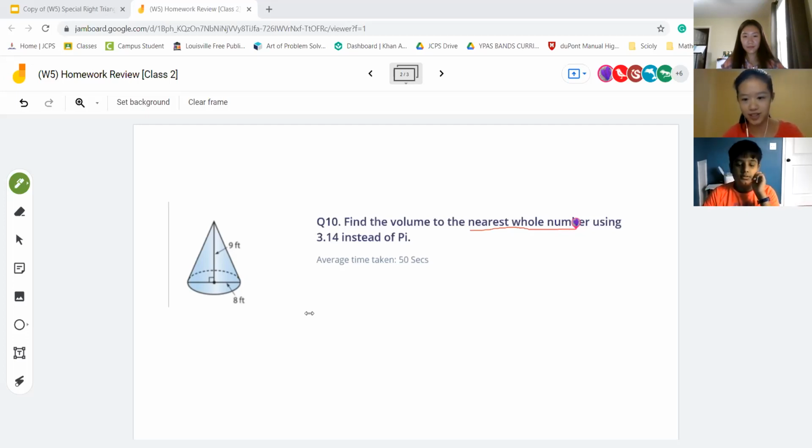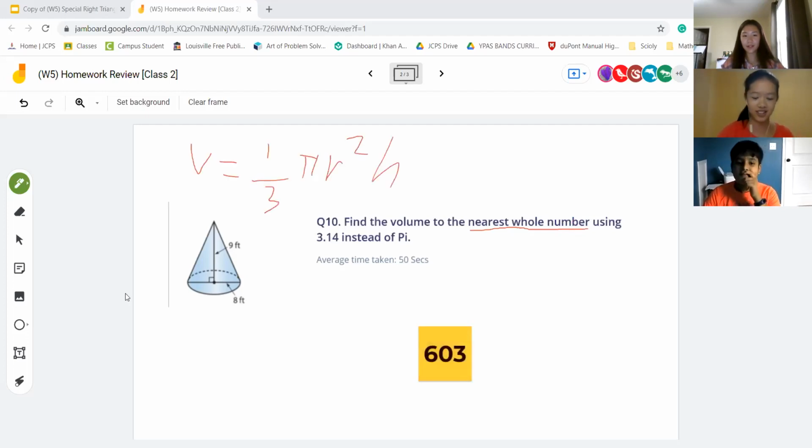Oh, it's not showing up. Yes, it is. Is it? Wait, is it lagging? Oh, okay. Yeah, sorry, it was lagging.